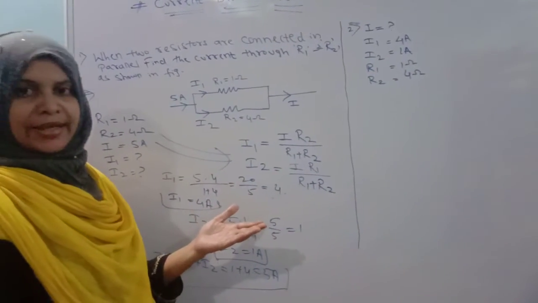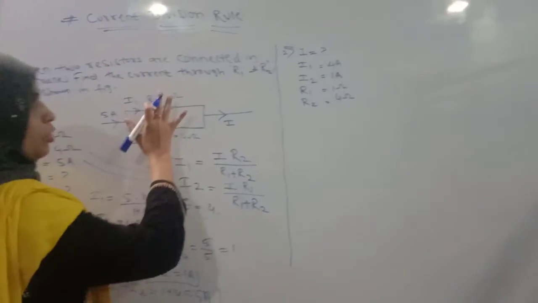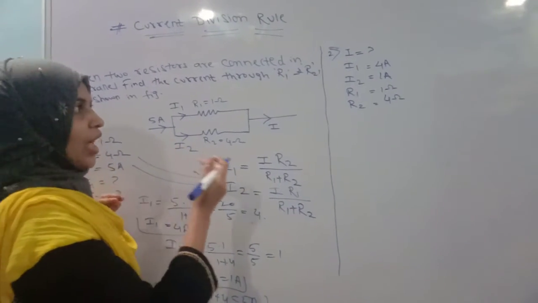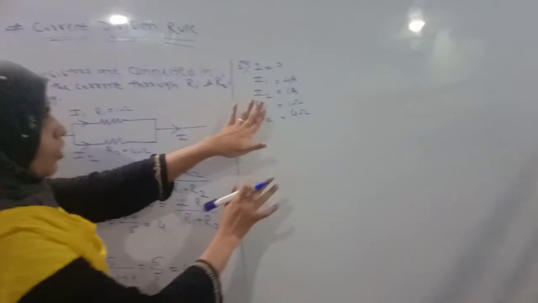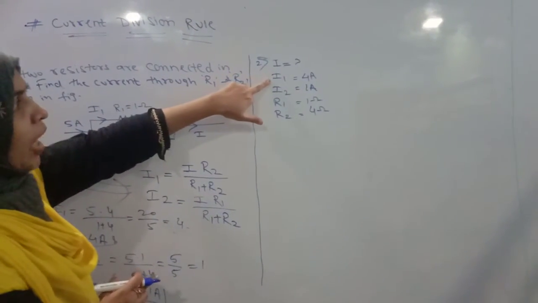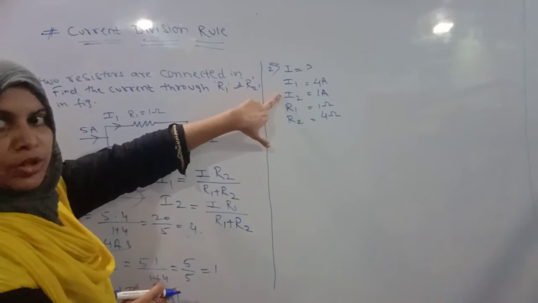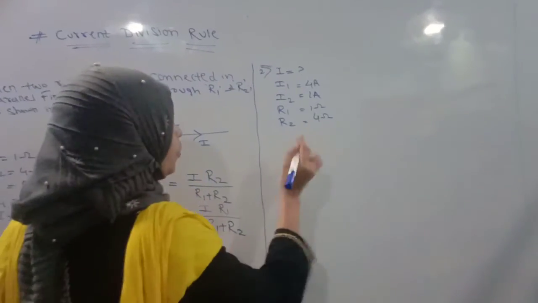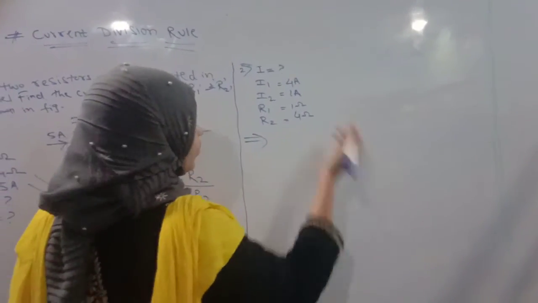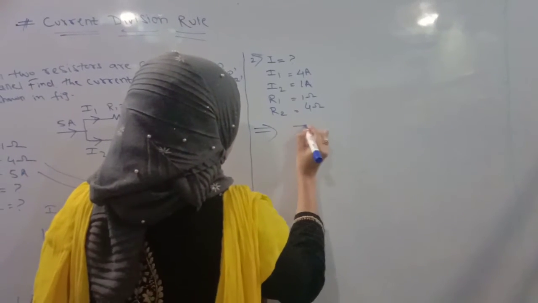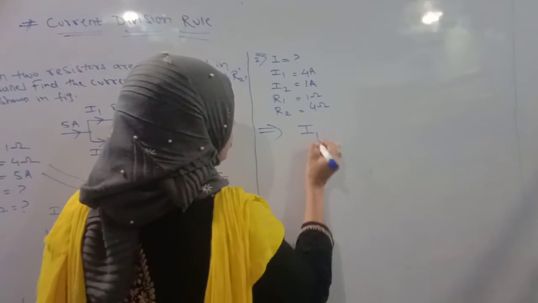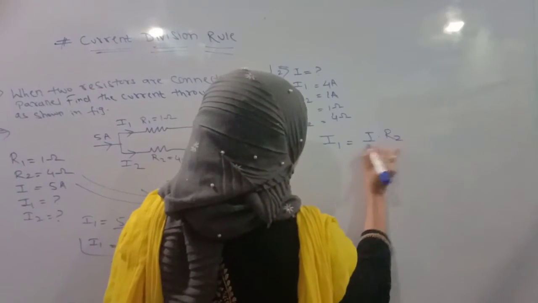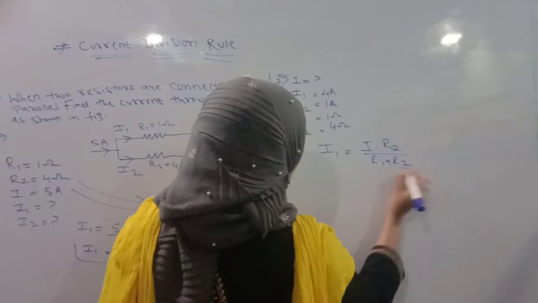Go for the second numerical and see the changes. It is the same numerical, and we are going to calculate the current using the current division rule. What is the change here? I1 is given as 4 ampere, I2 is given as 1 ampere, and R1 and R2 are given. We are interested in finding I. We know very well that when two resistors are there, a particular current is equal to the total current times the opposite resistor, divided by R1 plus R2.